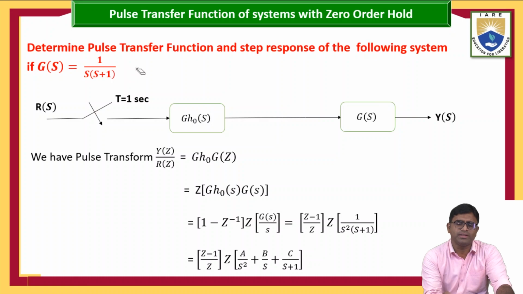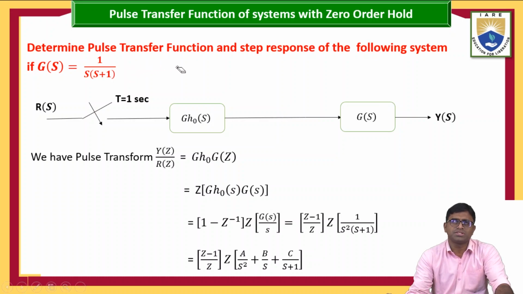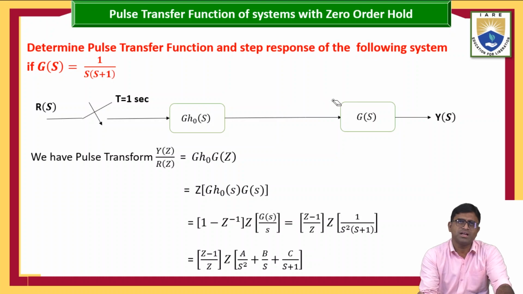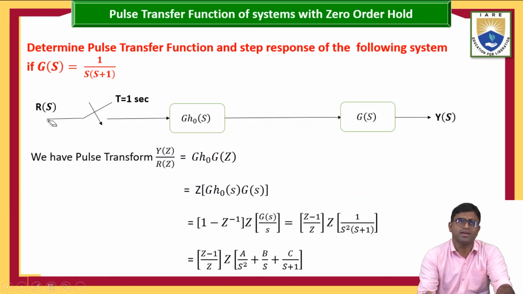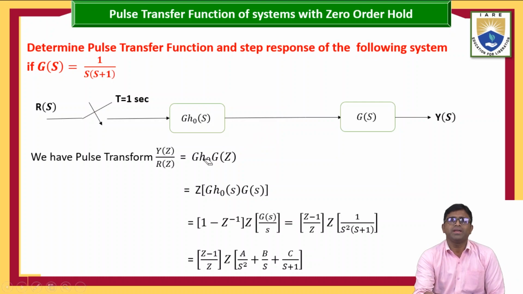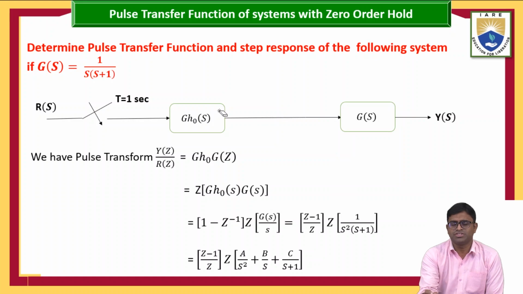So I am going to find the transfer function, which contains the pulse transfer function, that is this total function. That is Y of S by R of S, and that is converted into the Z domain, that is Y of Z by R of Z. So it comes as G H naught G of Z. Remember, this is the zero order hold device.